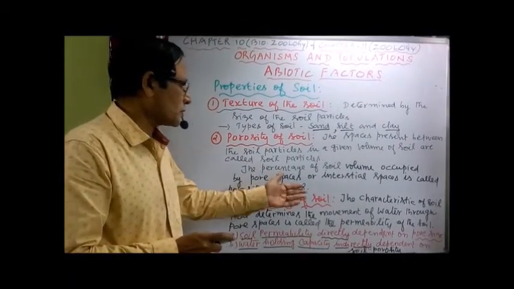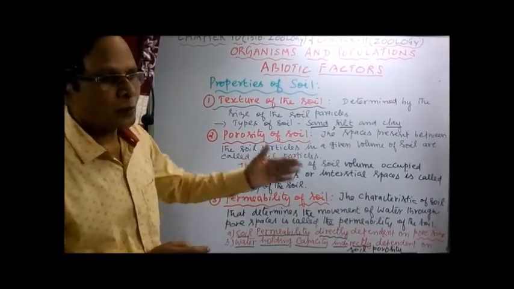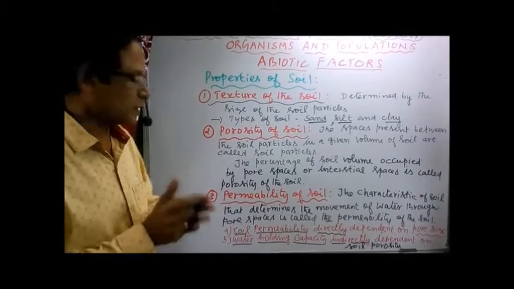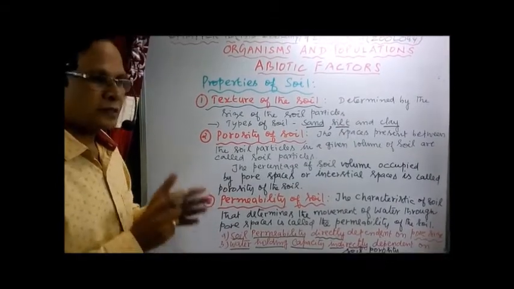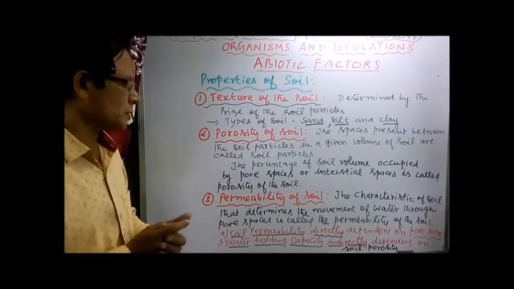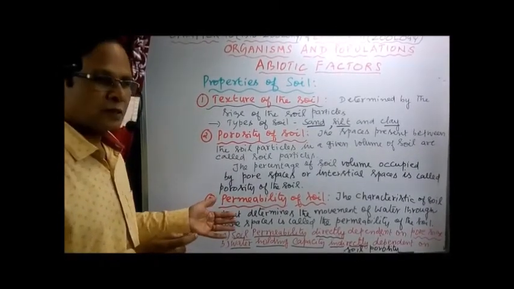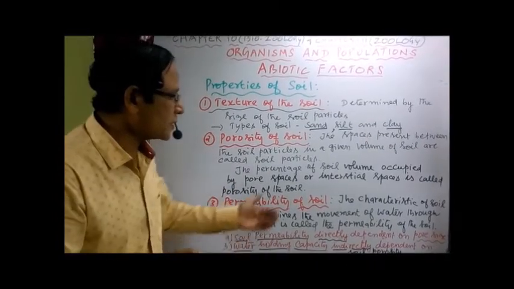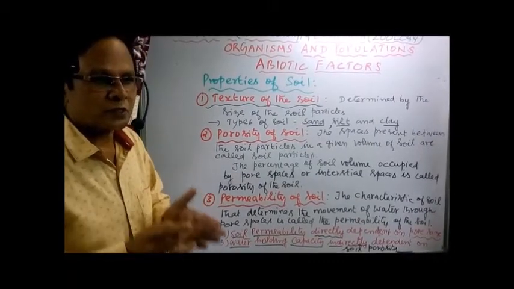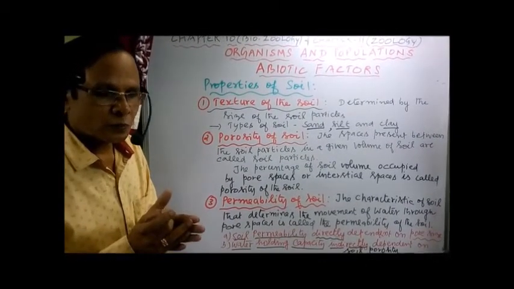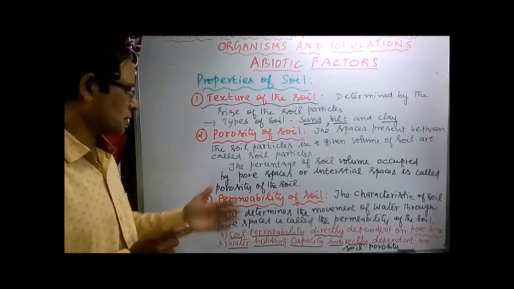Now the permeability of the soil, the next property. The characteristic of soil that determines the movement of water through the pore spaces is called its permeability. Normally it is directly dependent on pore size. If the pore size is larger, the permeability is more. If the pore size is smaller, then the permeability is less. So it is directly dependent on pore size. That is the soil permeability.